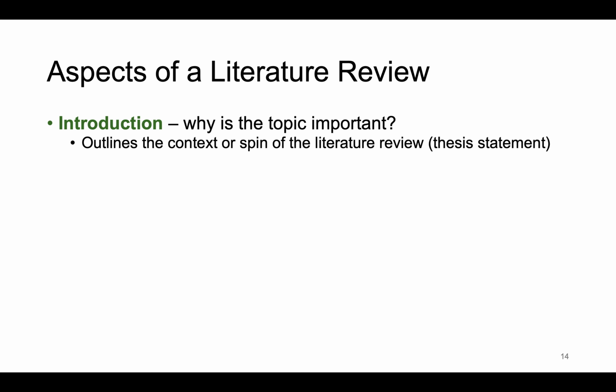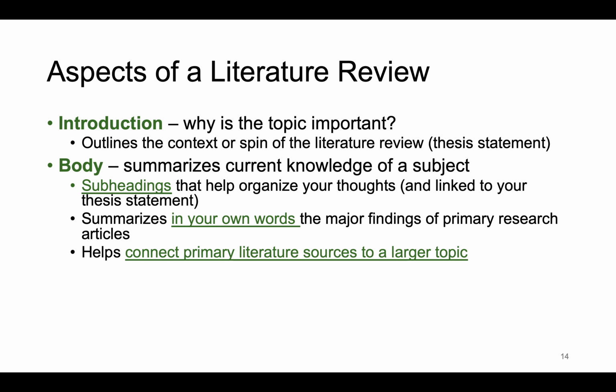So here are the main aspects of a literature review. First, you'll have an introduction. Why is the topic important? This is going to outline the context or the spin of the literature review, basically identifying the key points that you'll be discussing, analogous to the thesis statement you may have in an essay or some sort of argumentative piece. You will then have a body, which is going to summarize current knowledge of a subject.